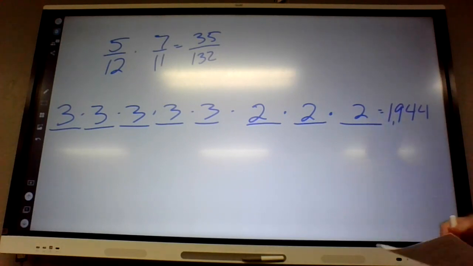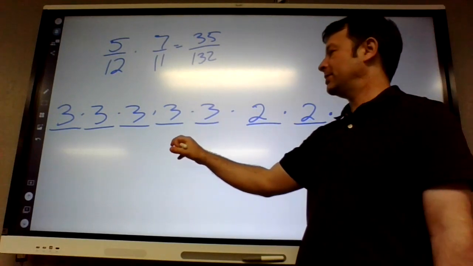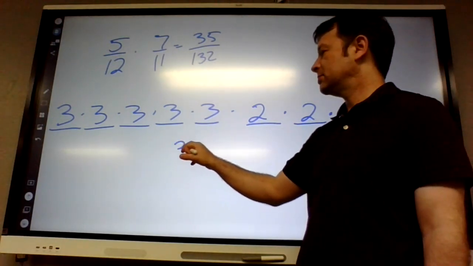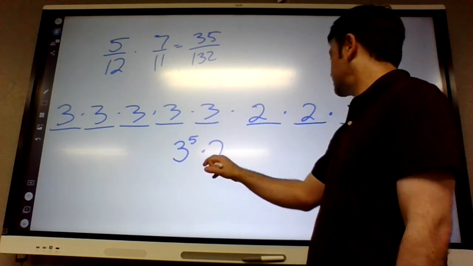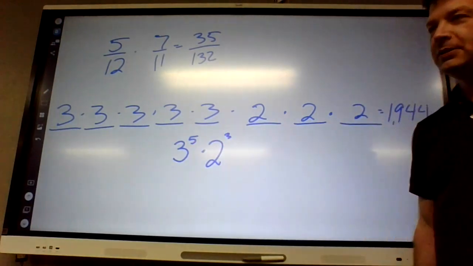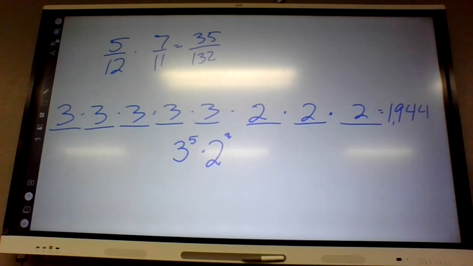Well, what's the easiest way we could plug this in the calculator? 3 to the 5th times 2 to the 3rd. Coming out rapid fire. 7 today. 7. She's going out with a bang.